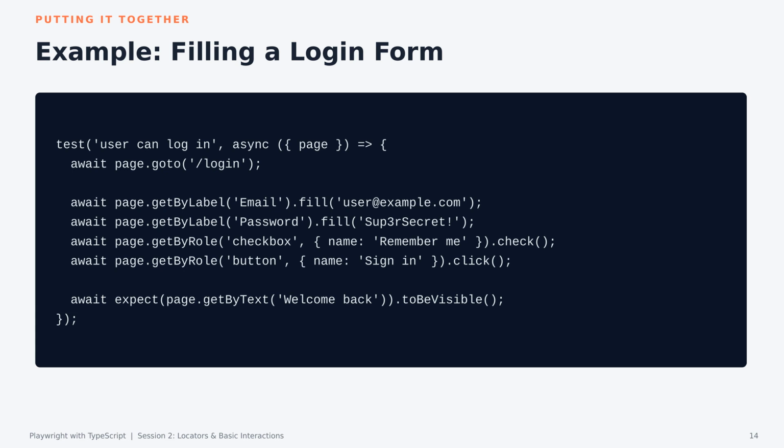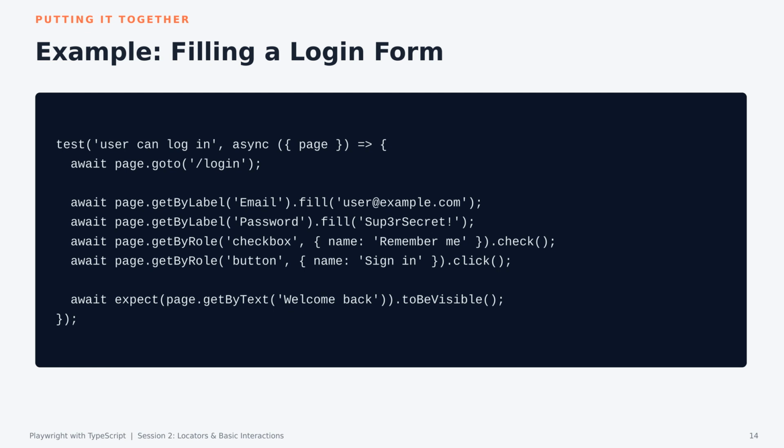page.getByRole('checkbox', { name: 'Remember me' }).check(). page.getByRole('button', { name: 'Sign in' }).click(). And then we assert: await expect(page.getByText('Welcome back')).toBeVisible(). Notice what we're not doing here.